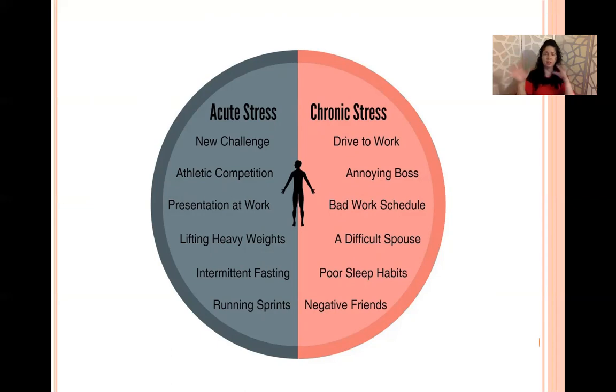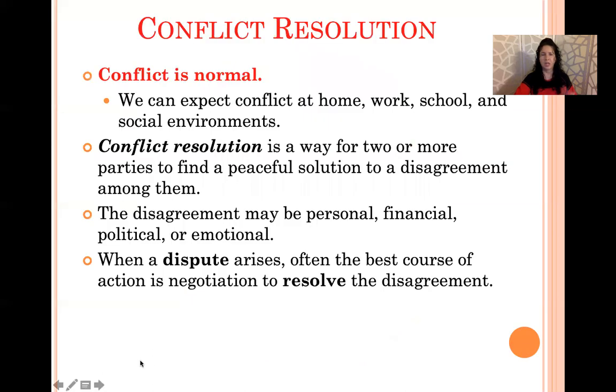And so when we look at different stresses here, when we face new challenges, when you have a race coming up, or you have a swimming meet or some type of athletic competition, right? All of those things are short term versus the chronic, which means you have a difficult spouse. You have negative friends. Those are things you're going to have to make some changes to get out from under, right? And that's the difference between acute and chronic.